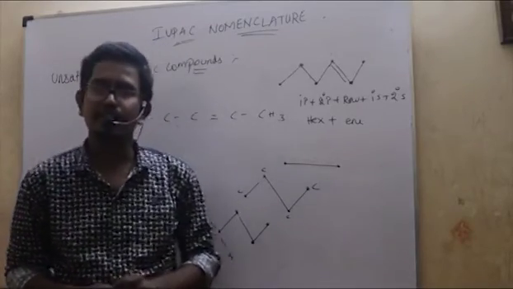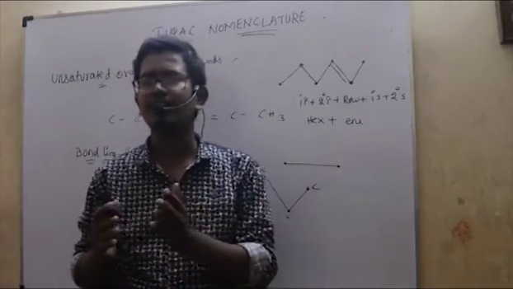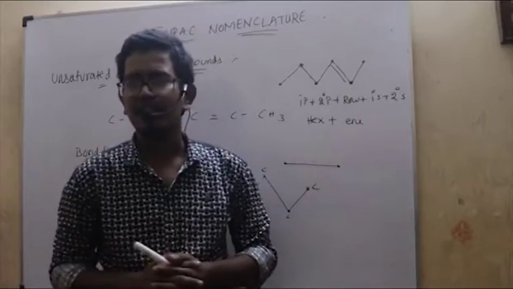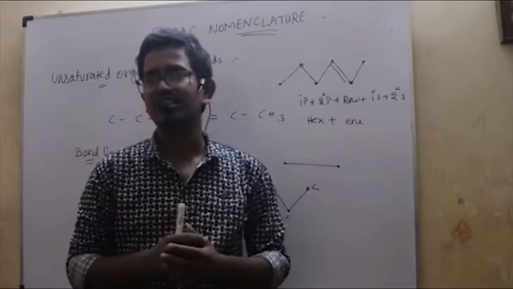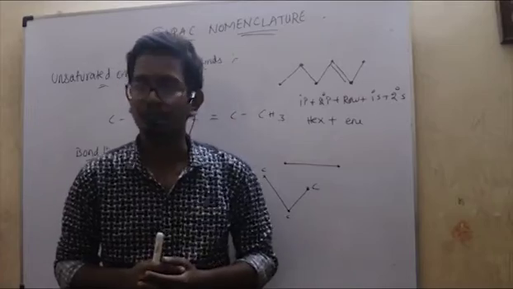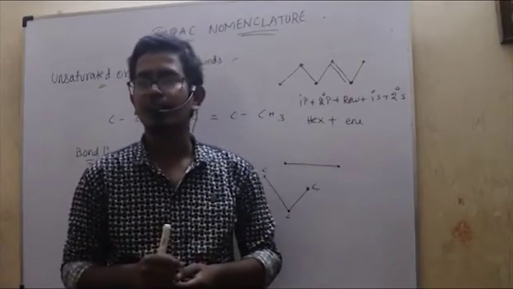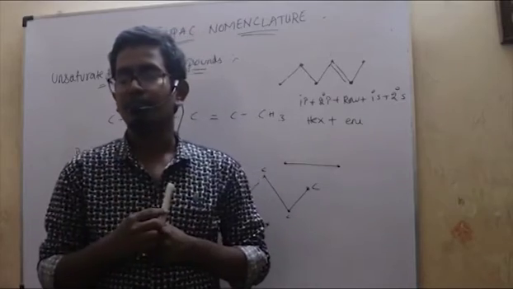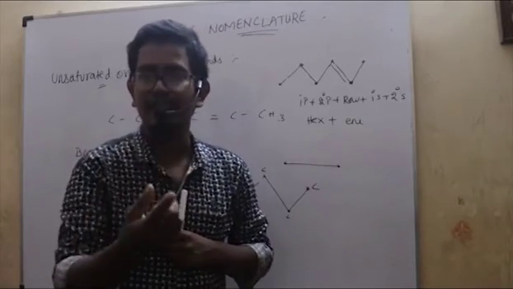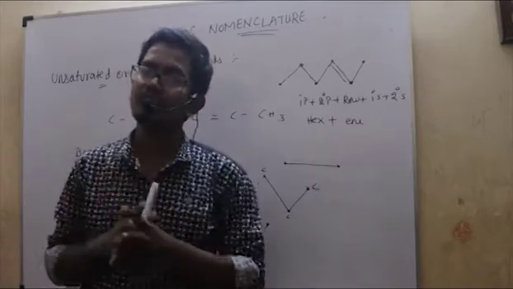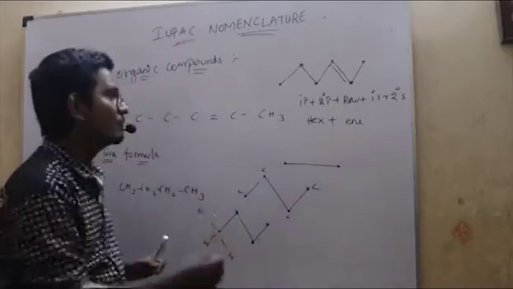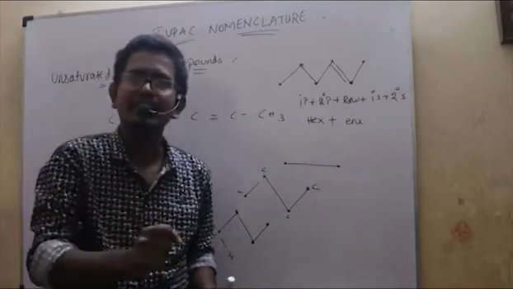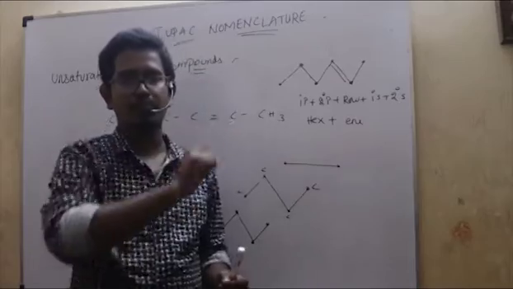As we studied with substituents in complex compounds, we take the least numbering, the least number rule. That means our substituent should get the least number. We should give the numbering in such a way that the substituent gets the least number. The same method we should apply here too. We should give the least numbering to the carbon where the double bond is present.